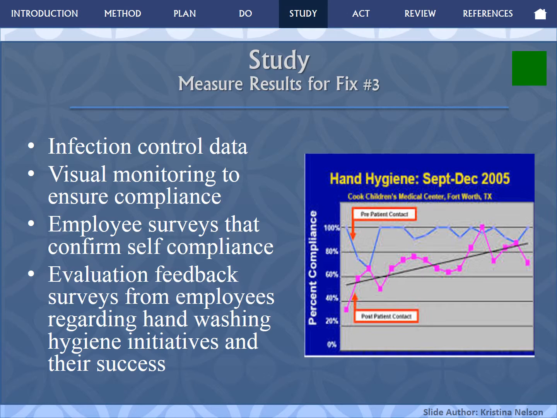Finally, with implement fix number 3, infection control data will be analyzed to rule out hand washing as a reason for infection. Visual monitoring will be completed on a peer level and an administrative level to ensure compliance. Anonymous employee surveys will be filled out to give feedback on whether the hand washing implementation is seen as a positive step, and these surveys could also be used as compliance guidance surveys.